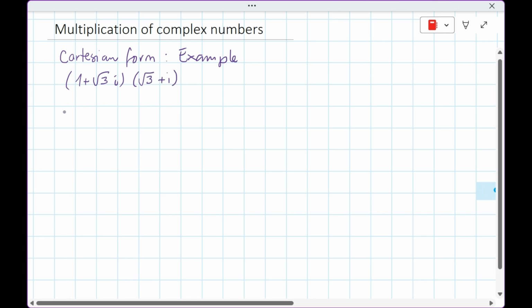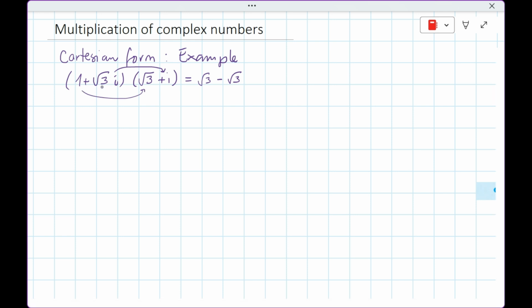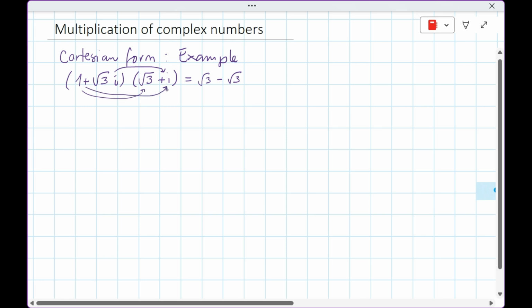We are using the distributive property, and we are using the fact that i squared is equal to -1. So we will get square root of 3. The other ingredient for the real part is going to be square root of 3i multiplied by i, so minus square root of 3. And then for the imaginary part, we need to multiply 1 times i. And we also need to multiply square root of 3i times square root of 3, so plus 3i. So this is equal to 4i.